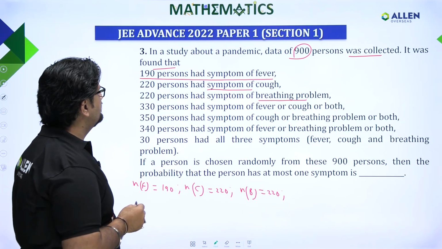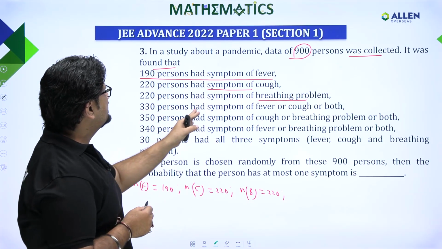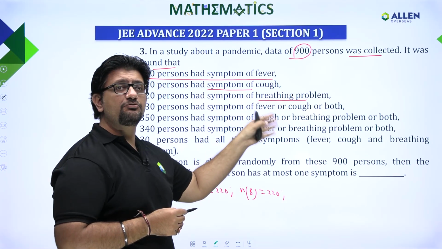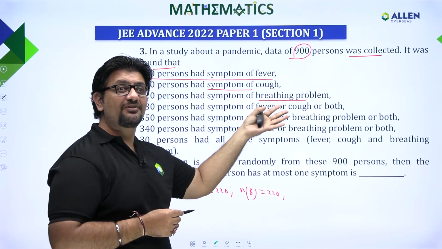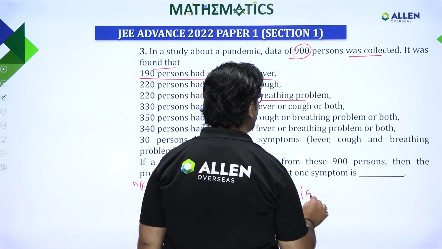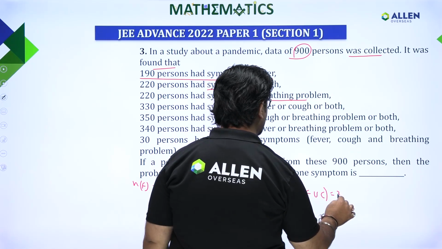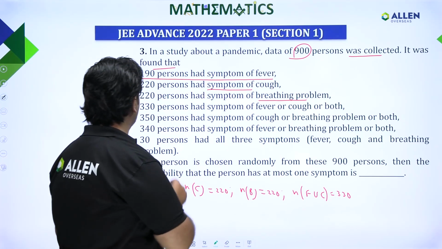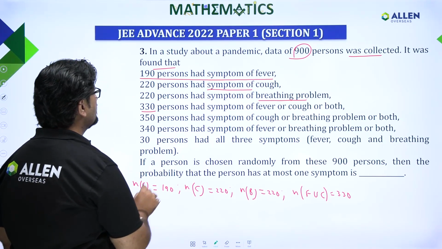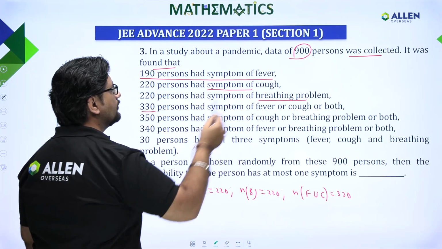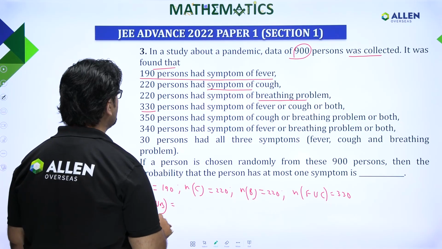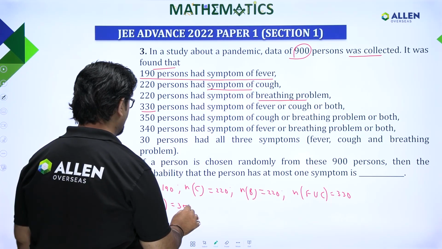Now, next thing, what is given? 330 persons have the symptom of fever or cough or both. Means F union C is given, my dear. Either-or is being used. So n of fever union cough equals 330 in the question. Till here we have read. Now, 350 persons are there having cough or breathing or both. So, C union B. n of C union B is equal to 350, given, my dear.